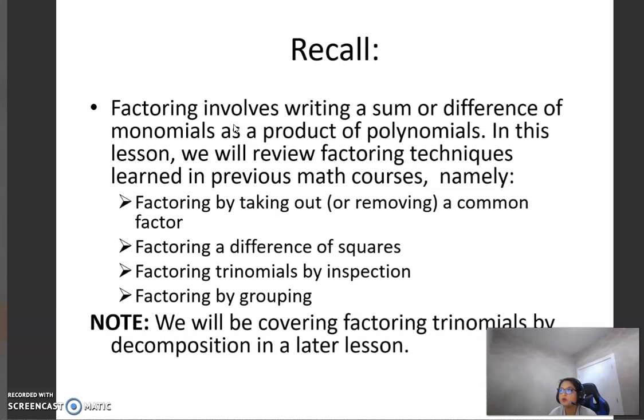The first one was taking out or removing the greatest common factor, or in words just saying GCF, greatest common factor. This is the first step always. So we always try to do the GCF. If there is one, great. If there isn't one, then we can move on to the next steps.